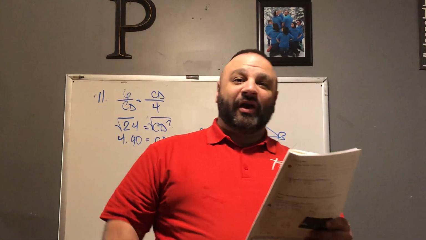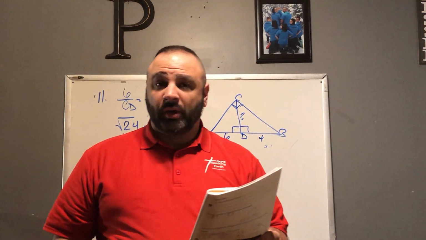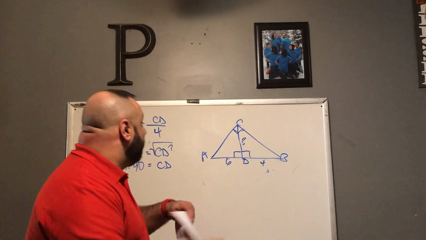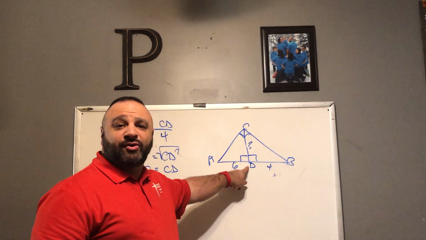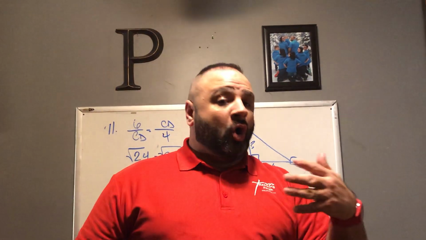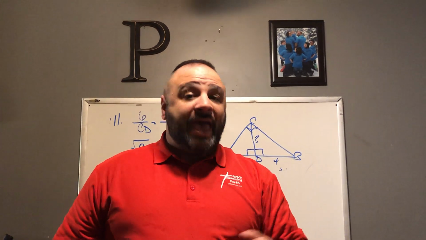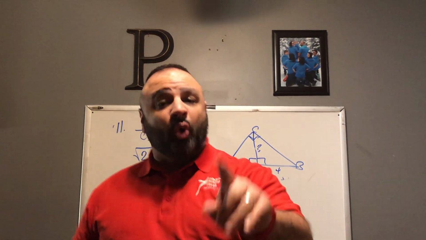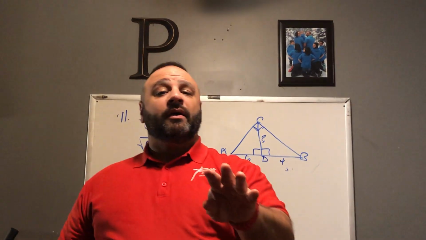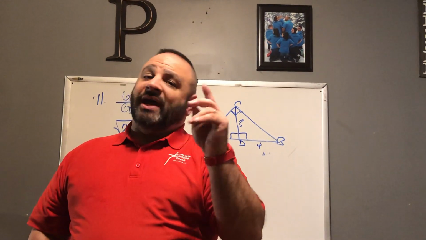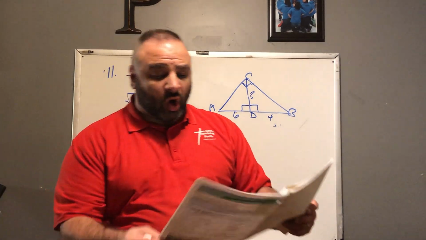Page 11. Corollary 2 of Theorem 92. Now, let's not forget, Theorem 92 is talking about the altitude that's drawn to the hypotenuse forming 3 similar triangles. All we're doing now for Corollary 1 and Corollary 2 is showing that if they're similar, then the corresponding sides must be proportional. So that's all that Corollary 1 and Corollary 2 are talking about.